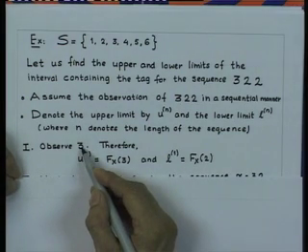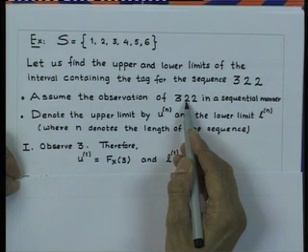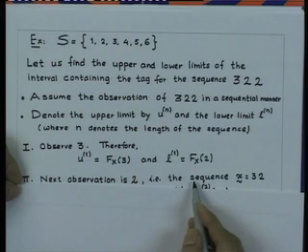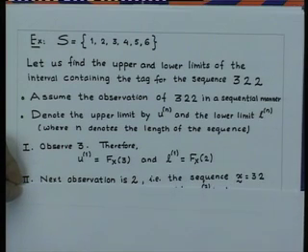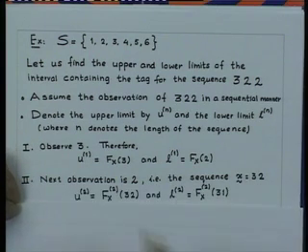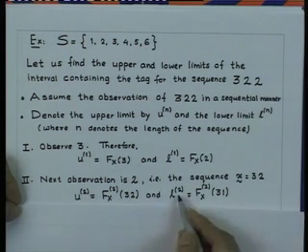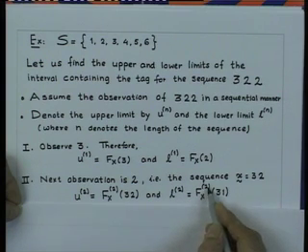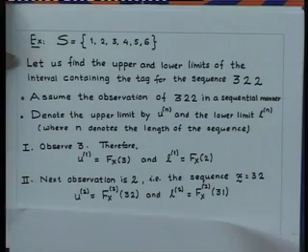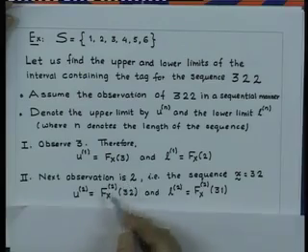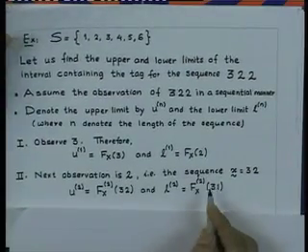After we have observed 3, the next symbol to be observed in the sequence is 2. Therefore, the sequence X becomes 3, 2. Now, to generate the upper and lower limits for this sequence, by definition, U2 is Fx2(3, 2) and L2 is Fx2(3, 1). Now, we need to calculate these quantities. So, let us calculate these two quantities.